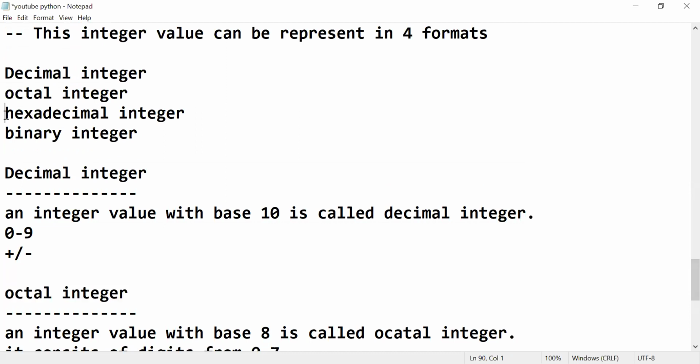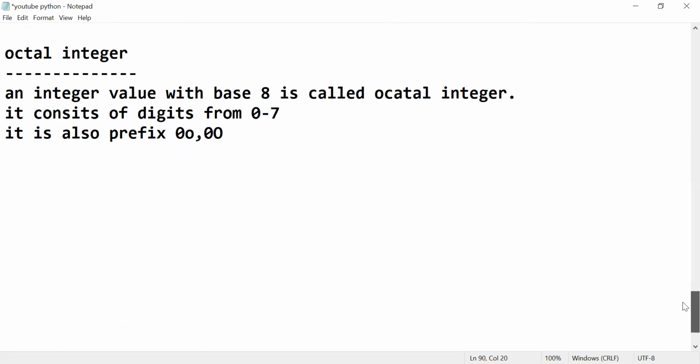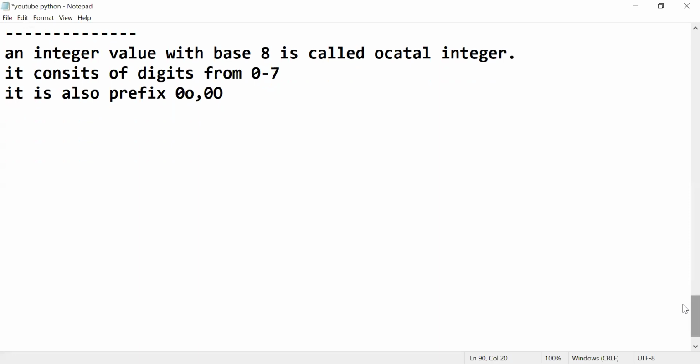Now let's dive into the hexadecimal integer. Well, what is a hexadecimal integer, guys? Now I will explain what a hexadecimal integer is.